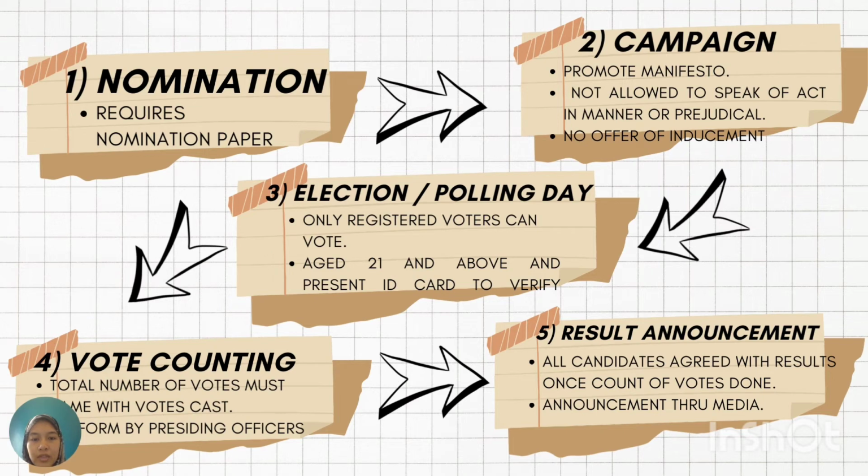And the last one is the result announcement. All candidates agree with the results once the count of votes is done, and the results are announced through the media. Election results are also announced through live broadcast, which is radio and television. The requirement of media in elections is very important to ensure all updates are delivered instantly to citizens in Malaysia, a country that has an election day. Thank you.